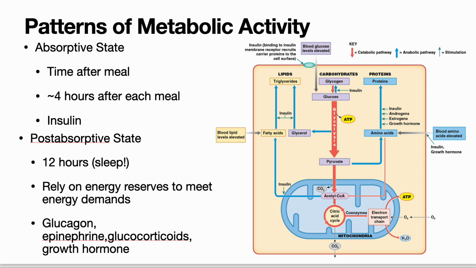growth hormone. Flashback to the endocrine chapter, because now we're going to have to rely on our energy reserves to meet our cells' energy demands. We don't have ready access to sugar in the blood since we didn't just eat. So instead, we're going to have to actually manage those reserves and release them on an as-needed basis.